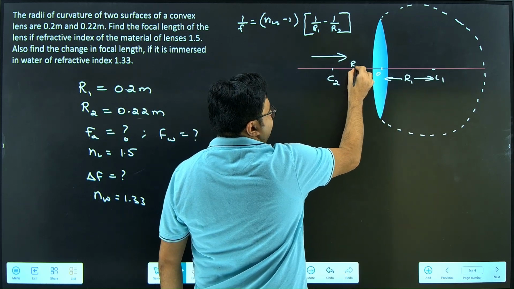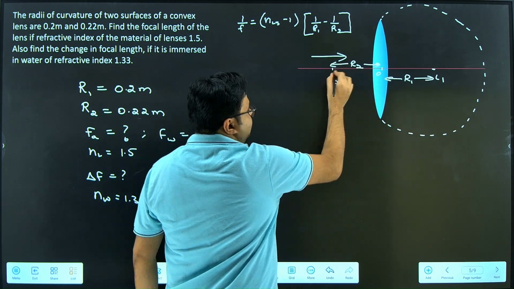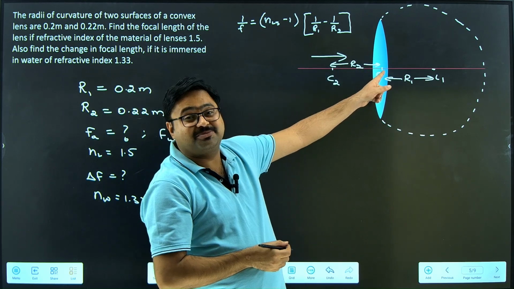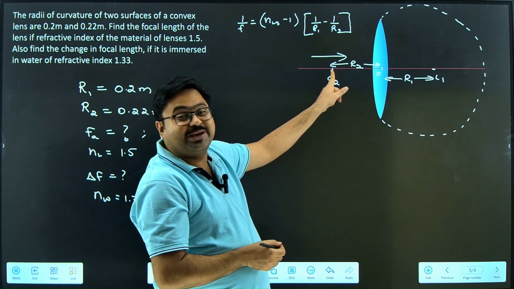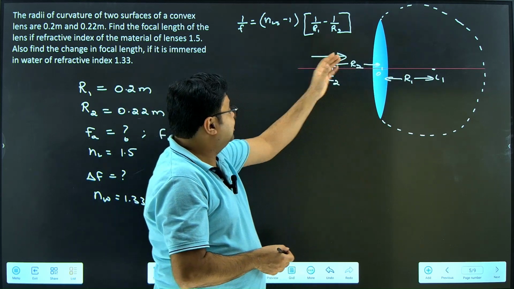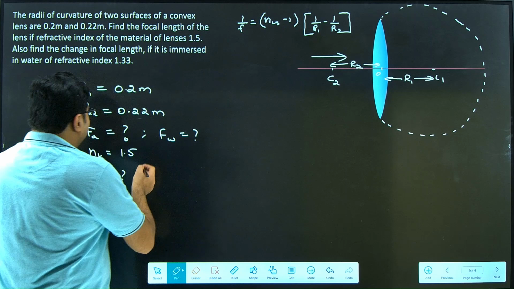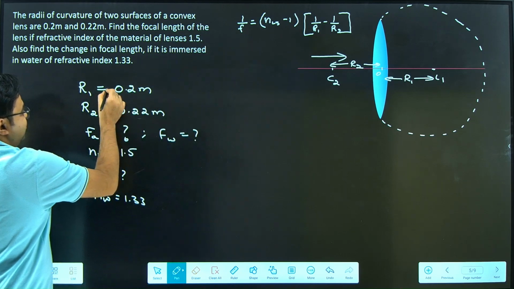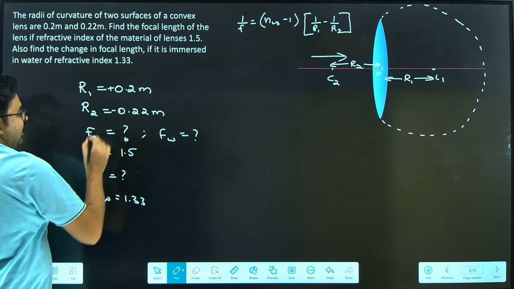That radius of curvature is R2, measured from the optic center. Every distance is measured from the optic center. To reach there, you are going in the opposite direction of incident light. So that measurement is negative. You can now say that R1, my friends, is positive and R2 is negative.